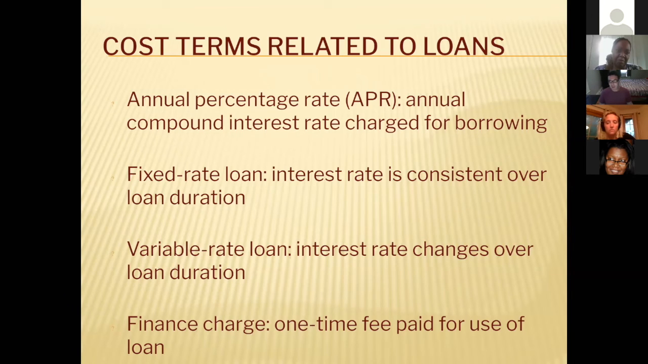So a fixed rate loan is when the interest rate is consistent over the loan duration. A variable rate loan means that the interest rate can change over the loan duration. Most of the time when you're buying a car, it's usually a fixed rate loan, so it's consistent over the duration of the loan. And then there might also be what's called a finance charge, which is a one-time fee that you pay for use of the loan. And on variable interest rate loans, it varies by a determined time that the lender sets. So it could be monthly that your loan rate would change, could be quarterly, it could be annually. It just depends on what the lender decides.